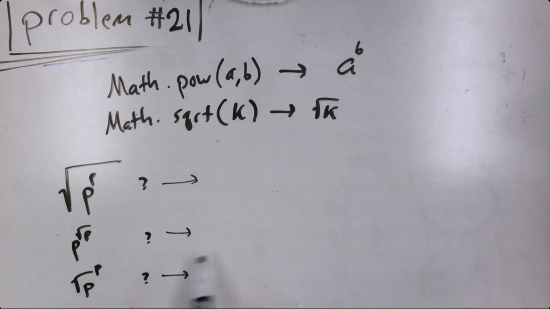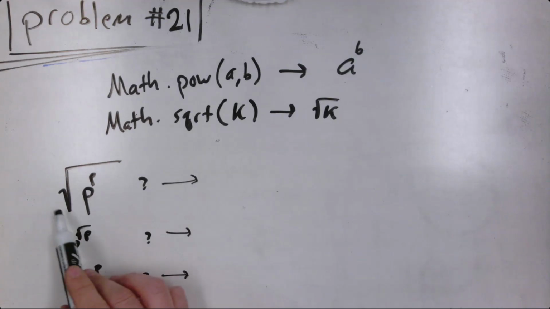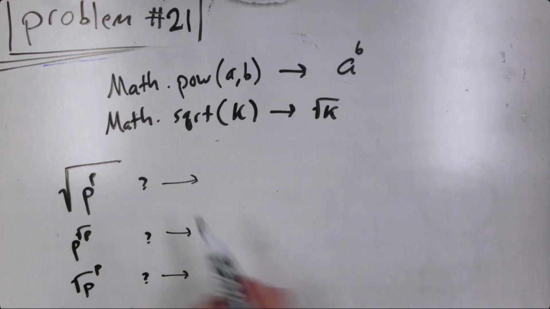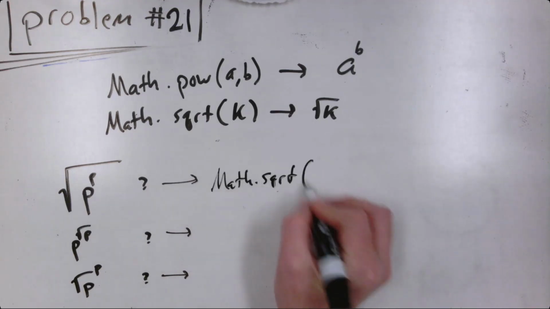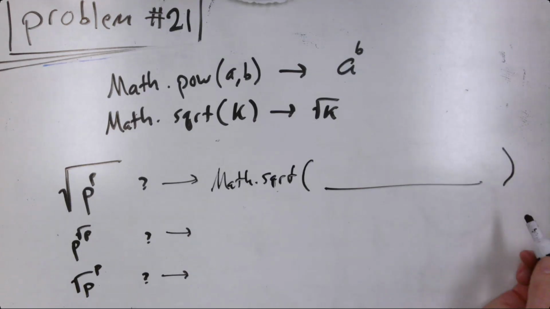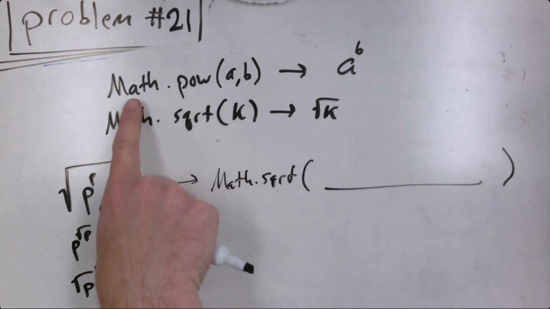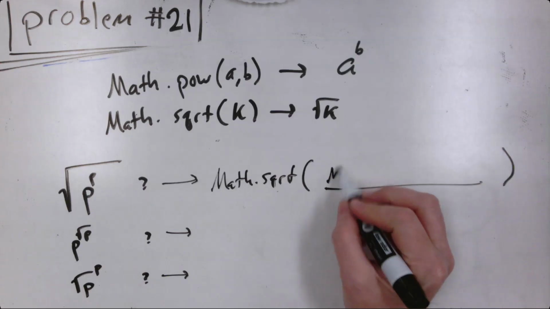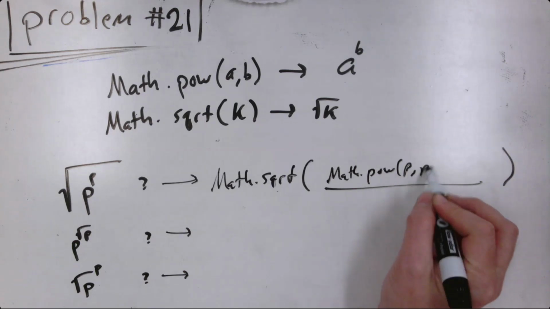How would I write a single line of Java to compute p to the root p? What about root p to the p? This is about how you nest things. Here I want to find the square root of something, so I'll say Math.sqrt. What do I want to find the square root of? p to the power p. That's a call to Math.pow, so as the input, I'll say Math.pow(p, p).